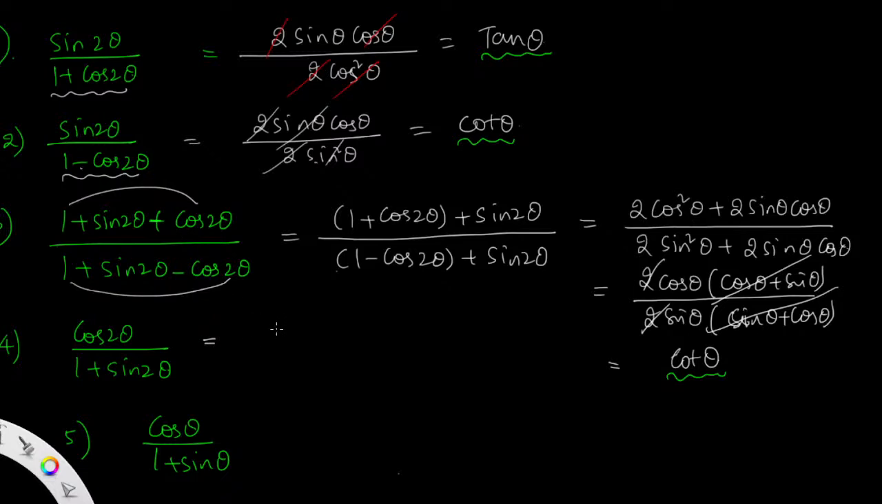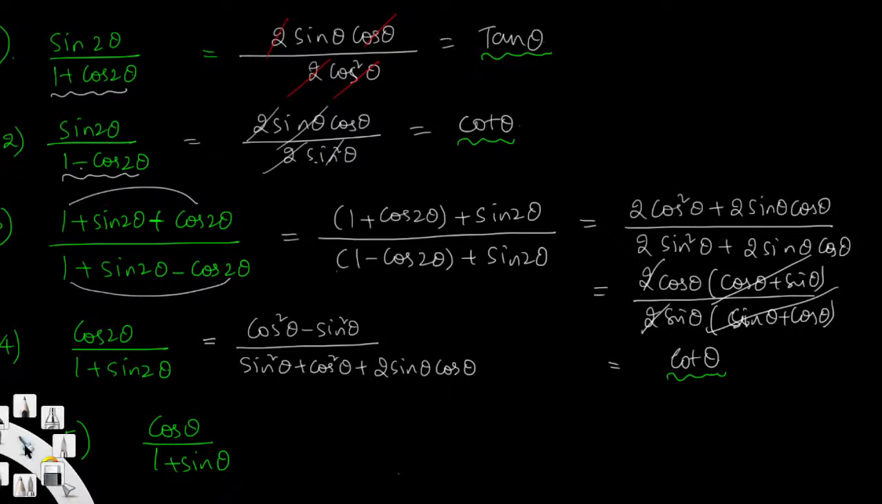Cos 2 theta is nothing but cos square theta minus sin square theta, divided by 1 plus sin 2 theta, where 1 can be written as sin square theta plus cos square theta, plus sin 2 theta, which is nothing but 2 sin theta cos theta. So the numerator is of the form, fifth question I will write afterwards, now I am erasing, afterwards I will write cos theta by 1 plus sin theta.